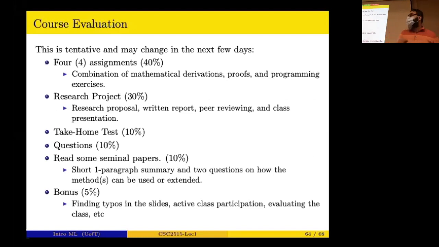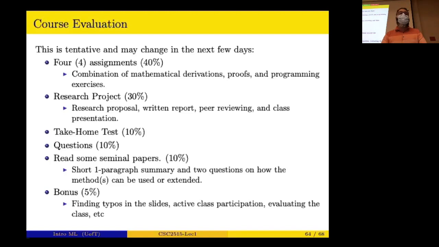Course evaluation, hopefully nobody comes. The course evaluation is tentative, it might change, but that's what I'm thinking right now. We have 4 assignments, each of them 10%. So it will be a combination of mathematical derivations, some simple proofs, and programming exercises. I think based on my experience, most of the time will be taken by programming assignments.